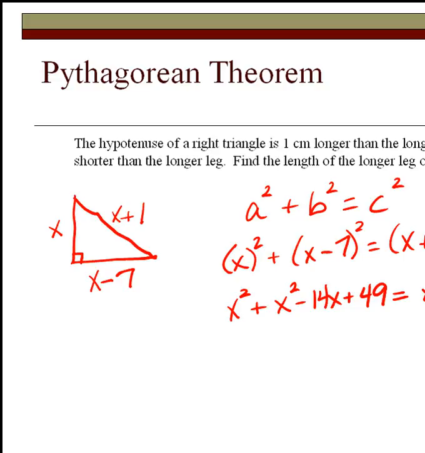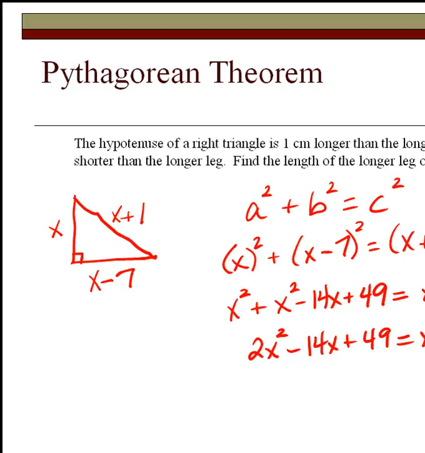So now we need to combine like terms and set it equal to 0. x squared plus x squared is 2x squared. Another common mistake I see is thinking that's x to the 4th, but that only happens if you multiply those terms. So we get 2x squared minus 14x plus 49 is equal to x squared plus 2x plus 1.